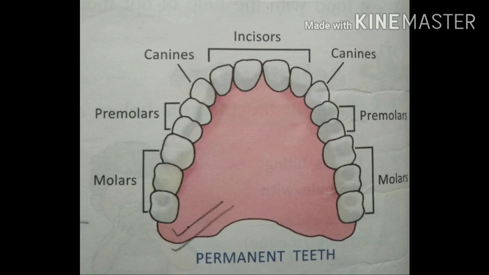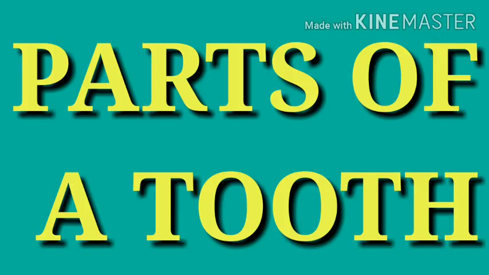Now if we look at the number of these teeth, then incisors are 4 in each jaw, canines are 2 in each jaw, premolars are 4 in each jaw and 8 in the whole mouth, and molars are 6 in each jaw. So the total number of teeth in one jaw will be 16 and in both the jaws it will be 32 in number. Now next topic is parts of a tooth.